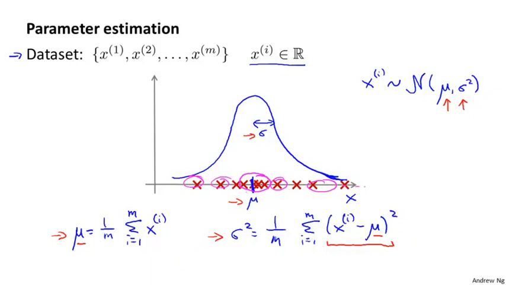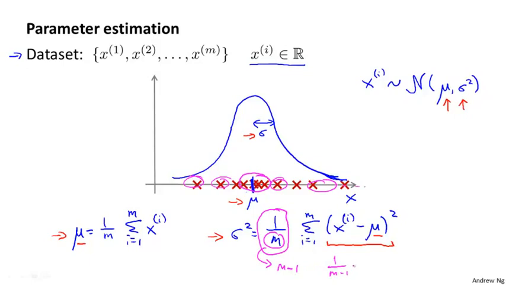Finally, one last side comment, again only for those of you that have taken a statistics class before. Some of you may have seen the formula here where this is m minus 1 instead of m, so this first term becomes 1 over m minus 1 instead of 1 over m. In machine learning, people tend to use this 1 over m formula, but in practice, whether this is 1 over m or 1 over m minus 1 makes essentially no difference, assuming m is reasonably large, a reasonably large training set size.